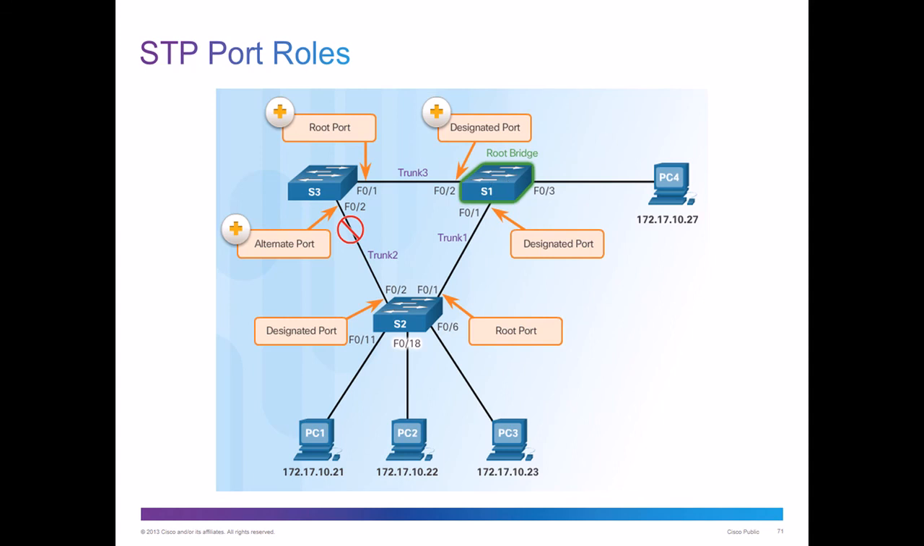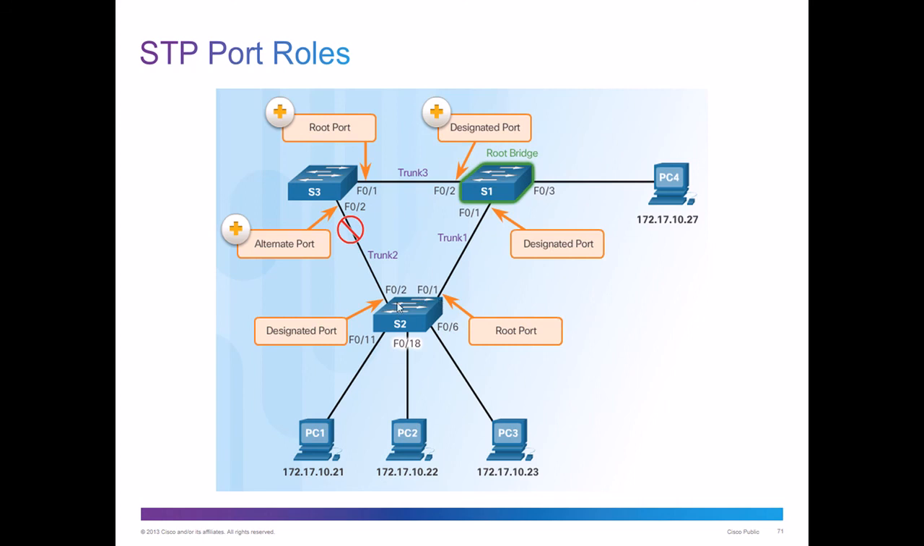Once he's elected as the root bridge, because he has the lowest priority, he goes to his ports and makes them designated. Designated ports means data can go in and out of those ports without any problems. The other switch is what they need to do.